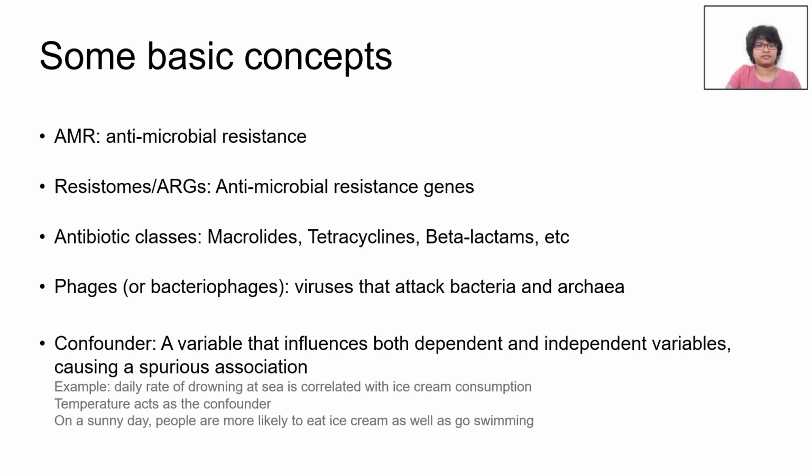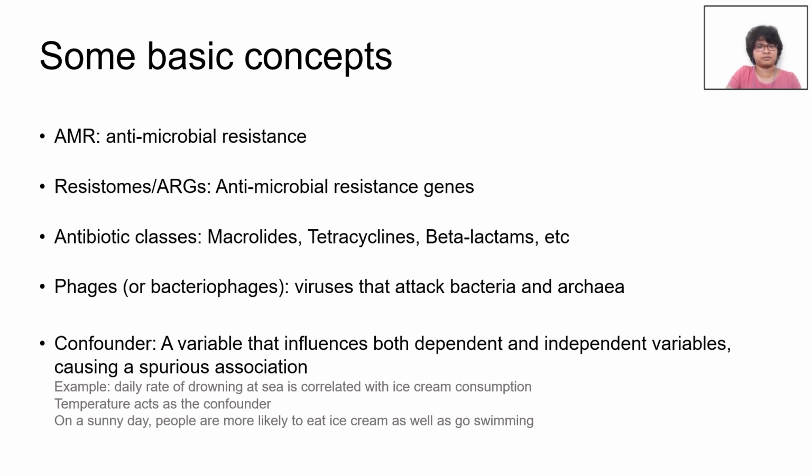And next we have antibiotic classes, which are groups of drugs that inhibit the growth of microorganisms. They include groups of drugs such as penicillins, macrolides, beta-lactams, etc. Next we have phages, which are short for bacteriophages, that are viruses that attack bacteria and archaea.